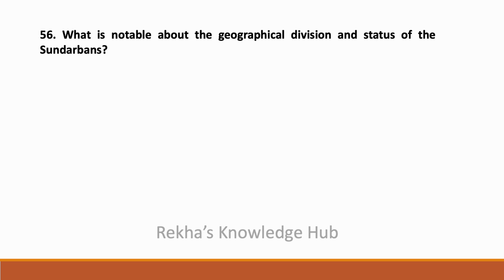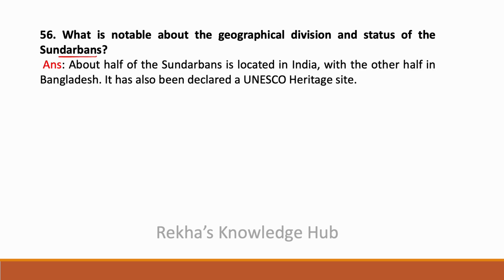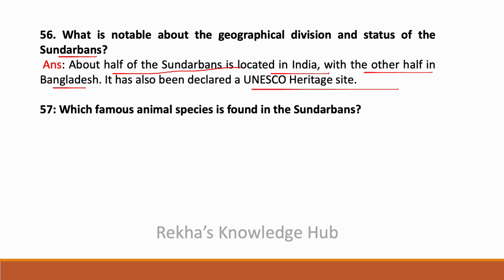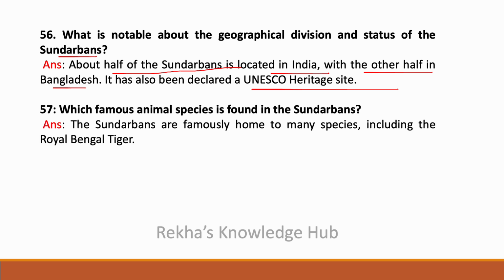What is notable about the geographical division and status of the Sundarbans? About half of the Sundarbans is located in India, with the other half in Bangladesh. It has also been declared a UNESCO heritage site. Which famous animal species is found in the Sundarbans? The Sundarbans are famously home to many species including the Royal Bengal tiger.